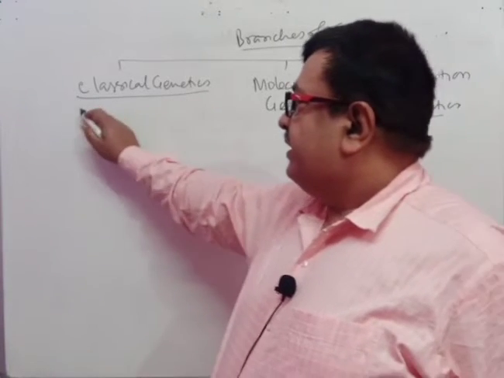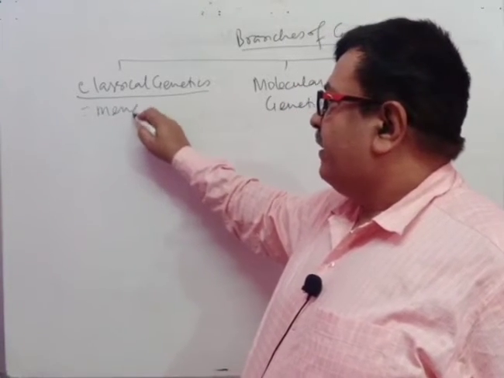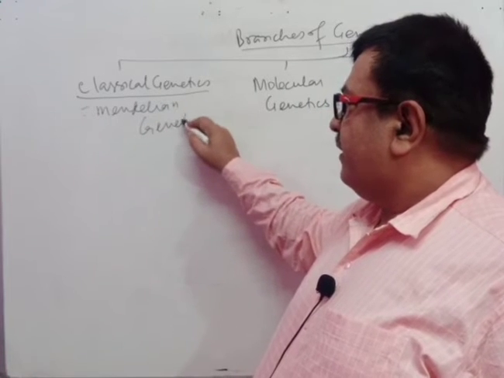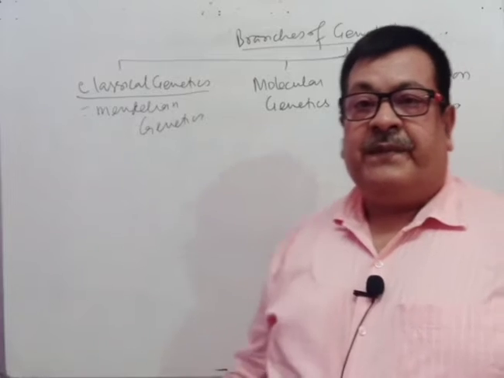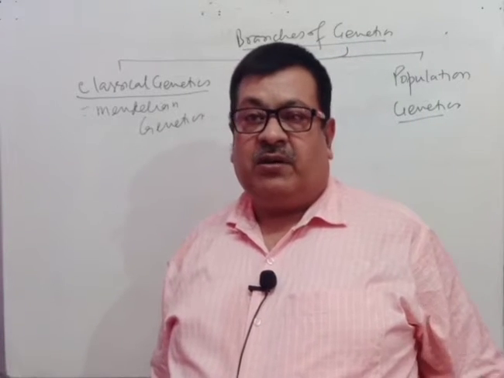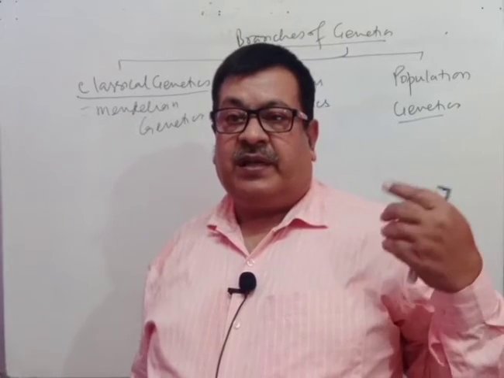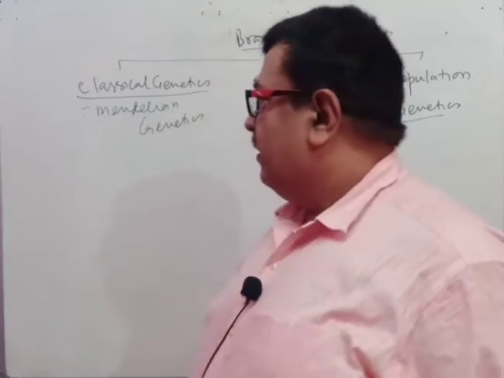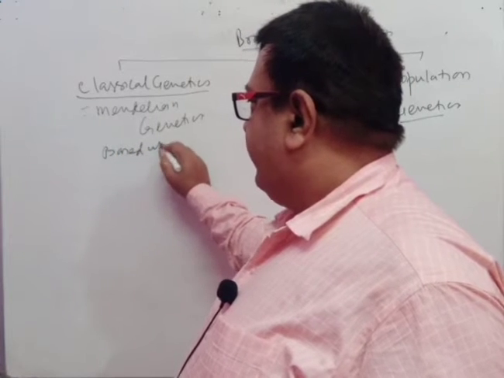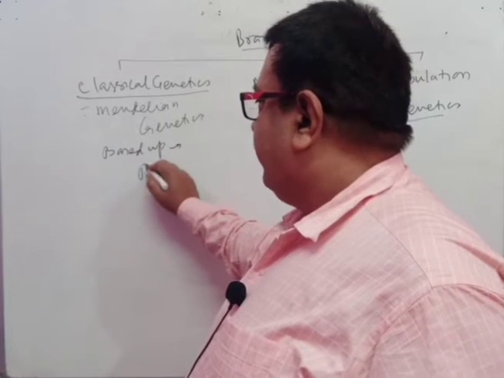Classical genetics is also called Mendelian genetics, because these were the very classical ideas of genetics that evolved the first time without any molecular proof. It was based upon very crude phenotypic characters.